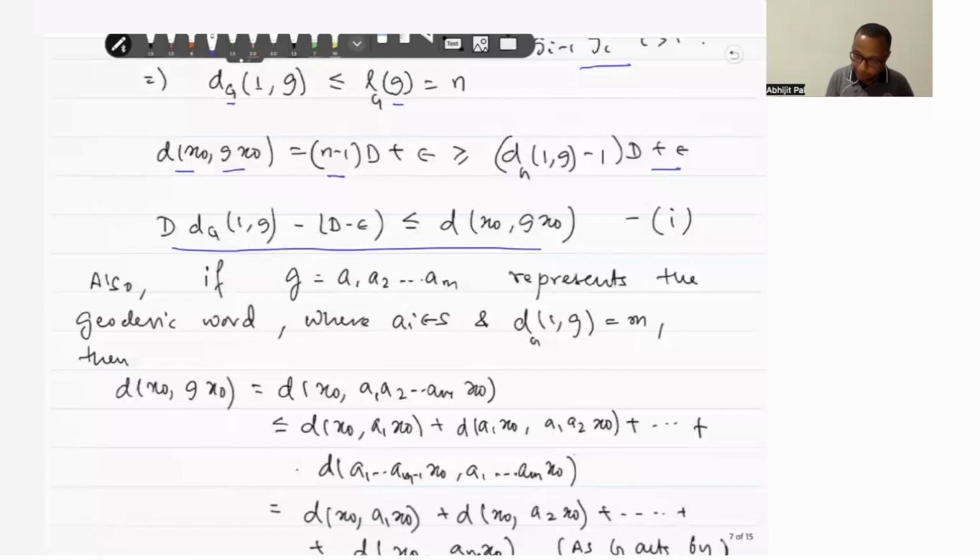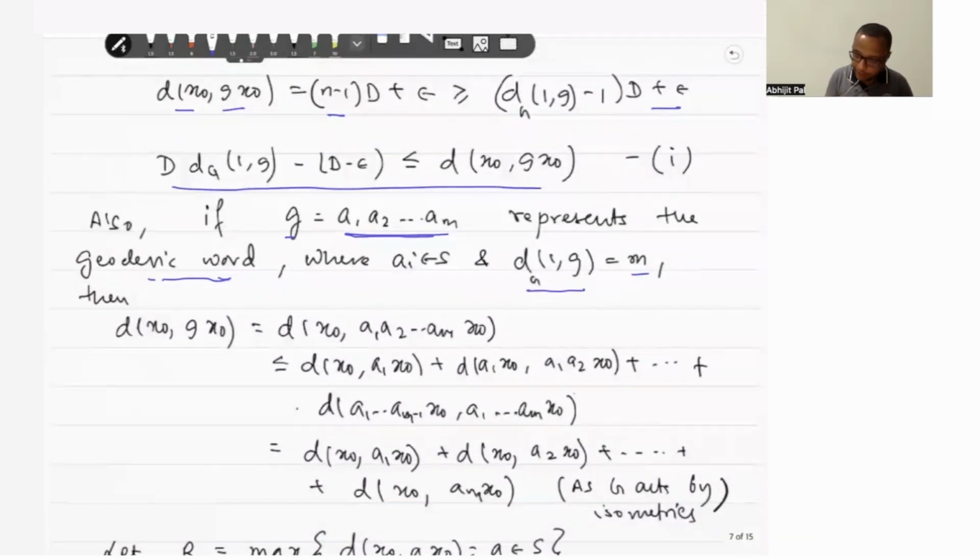Now if G is equal to A1, A2, AM, which represents the geodesic word, then the length of this G will be equal to the distance between 1 and G in the group. So the distance between 1 and G will be equal to M, because this word represents the geodesic word. So now let us take the distance between x naught and gx naught. This is equal to the distance between x naught and the element a1, a2, am x naught.